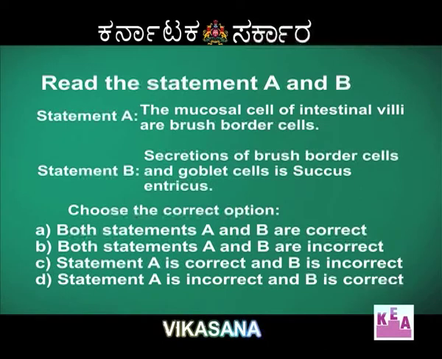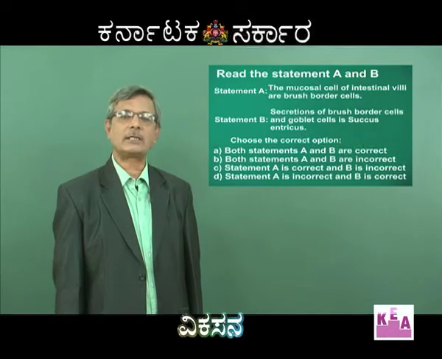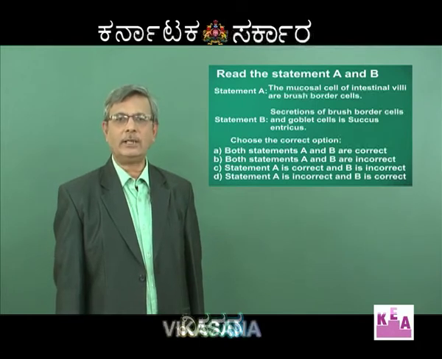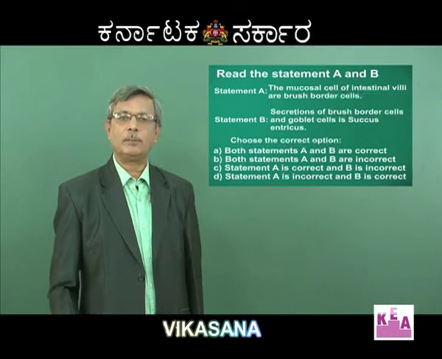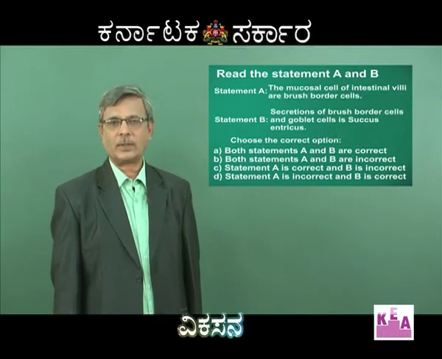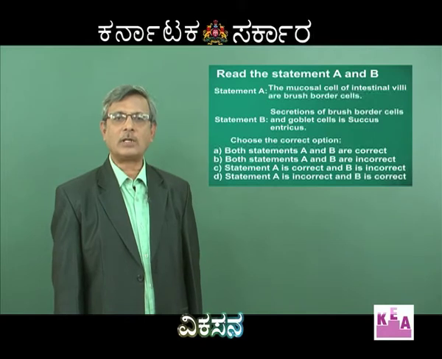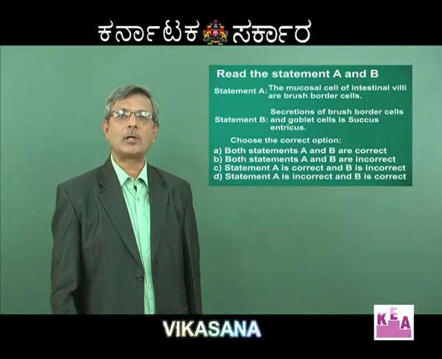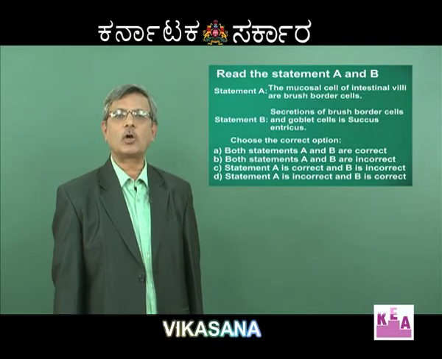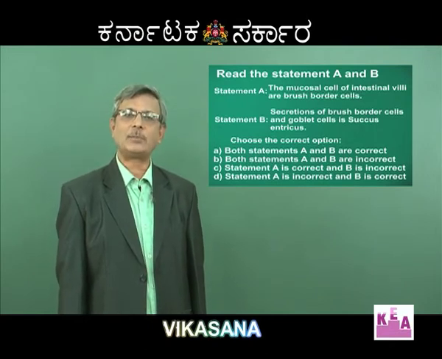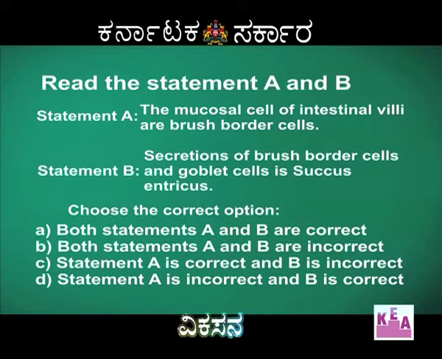Secretion of brush border cells and goblet cells is succus entericus. Remember, succus entericus is an intestinal juice and it is a collective term used for secretion by brush border cells and goblet cells. Now, let us also know what these goblet cells are. Mucus secreting unicellular glands are called goblet cells. Both statement A and B are correct. Thereby, option 1 is the answer.